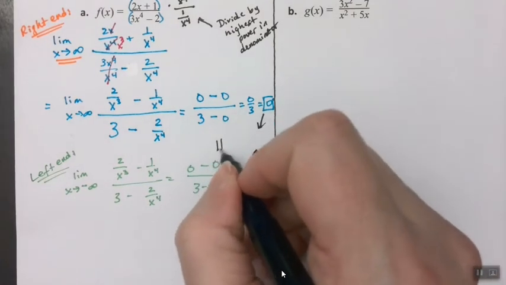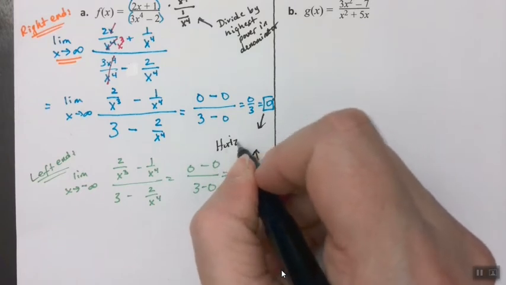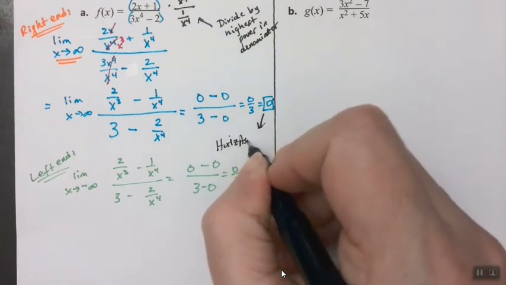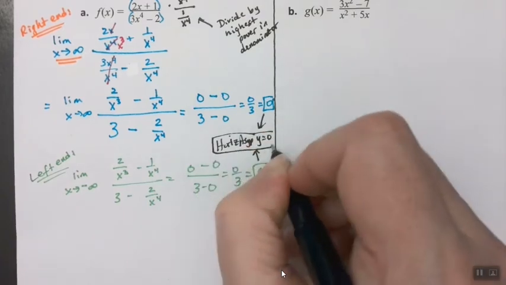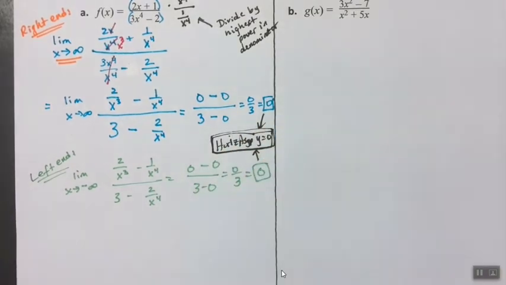Horizontal asymptote at y equals 0. One of my asymptotes is found. Hooray!